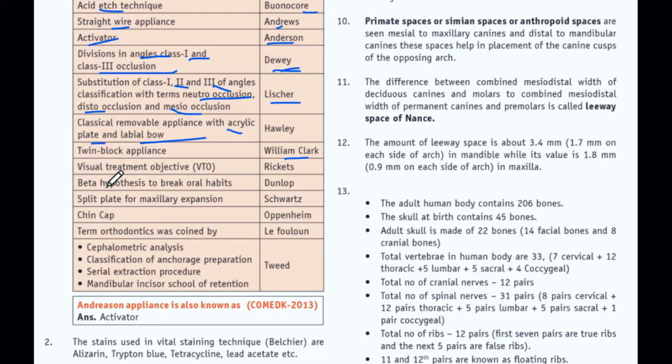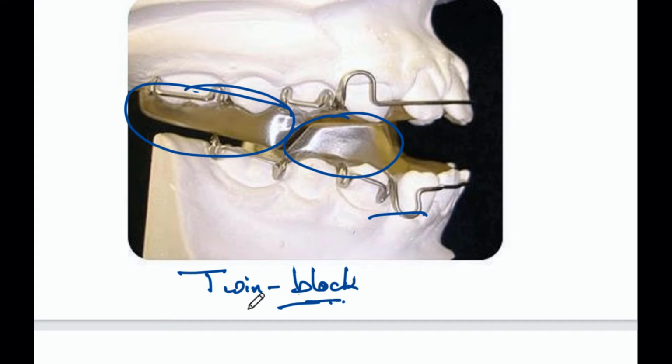Then there's William Clark, who invented twin block appliance. This is the twin block appliance. It has two blocks over here and it is used to lengthen the lower jaw by posturing it forward.